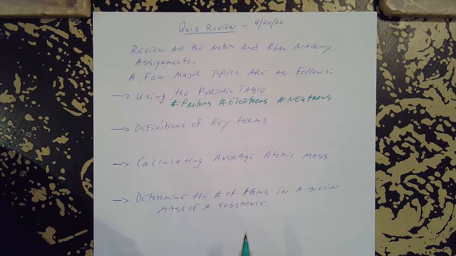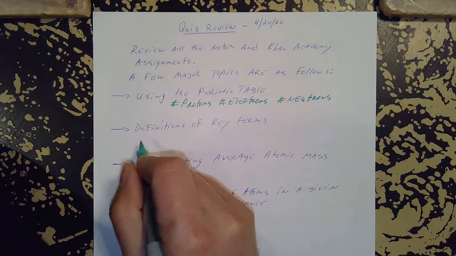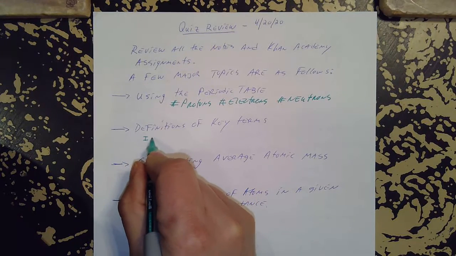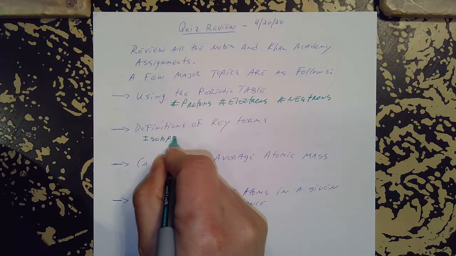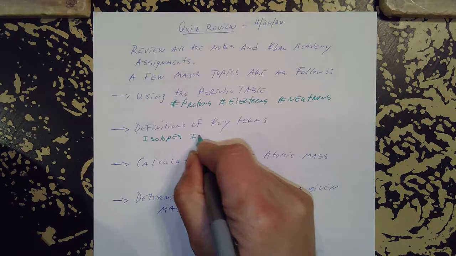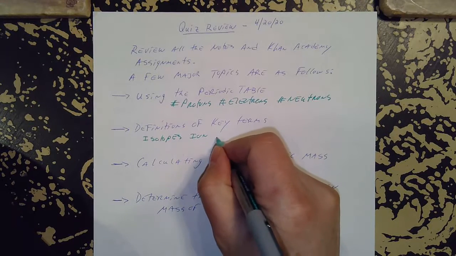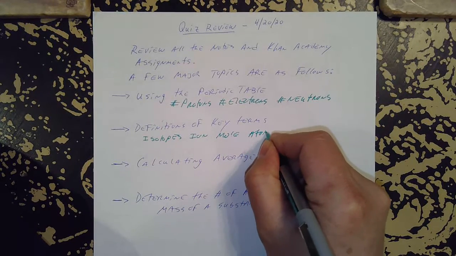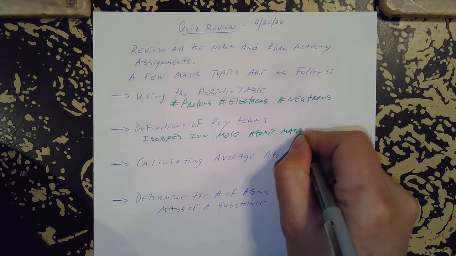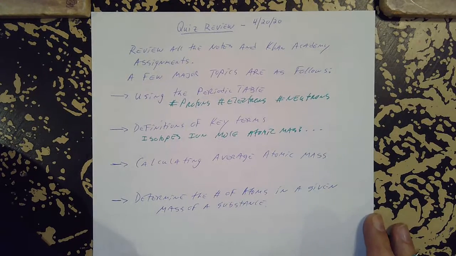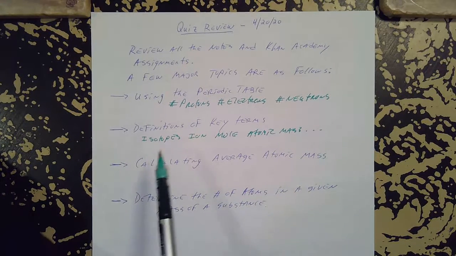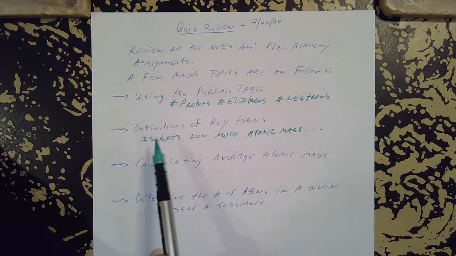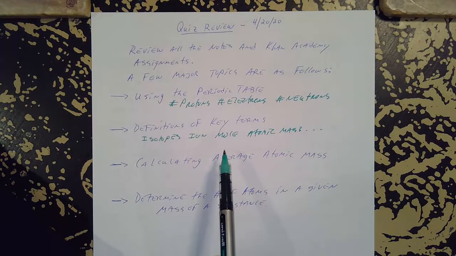Now, as far as definitions are concerned, there are a lot of different key terms, but things that you should definitely know: isotopes, ion, mole, atomic mass, and so on. Okay, so just kind of review some of the different key terms and definitions that we've gone over so far in the notes.